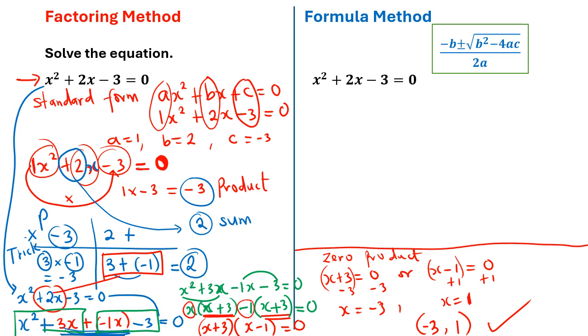All right, let's do the formula method now. For the formula method, we can just use the information we already have here. This is the quadratic formula, which is given to us. To calculate x, it will be negative b plus or minus the square root of b squared minus 4ac, divided by 2a.